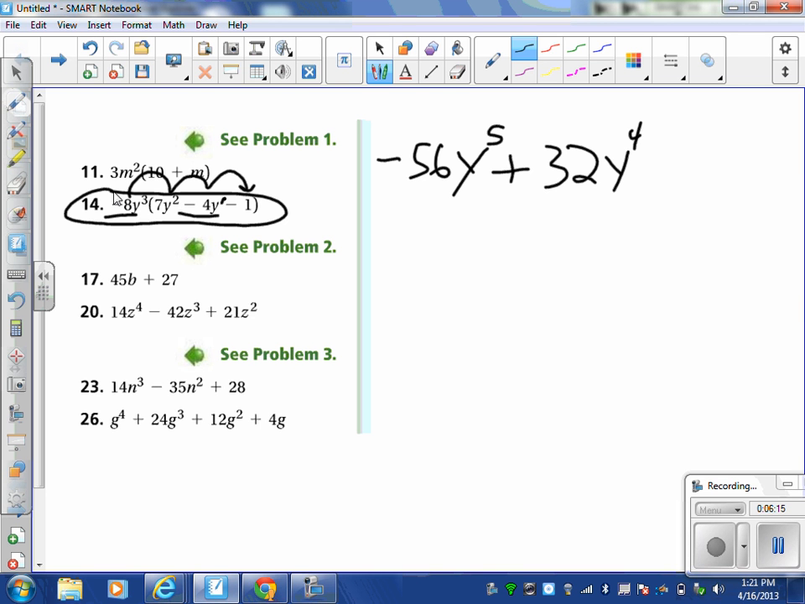And then again, I have here negative 8 times the negative 1. Negative is a positive. And then 8y to the third times 1 is just 8y to the third. So that's what I should have got for that problem.